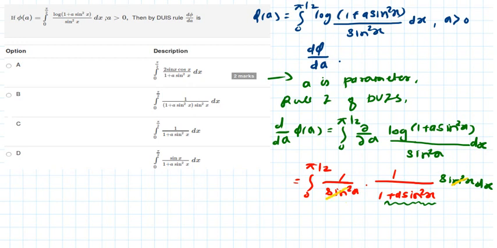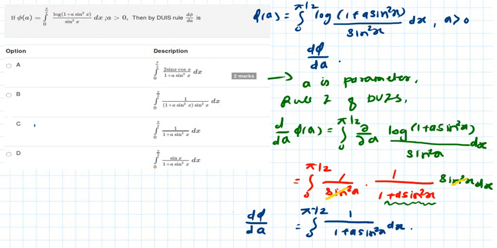Okay, so what remains? Integration 0 to pi by 2 1 upon 1 plus a sine square x dx, and this is value for d phi by dA. So option number C is the right answer.